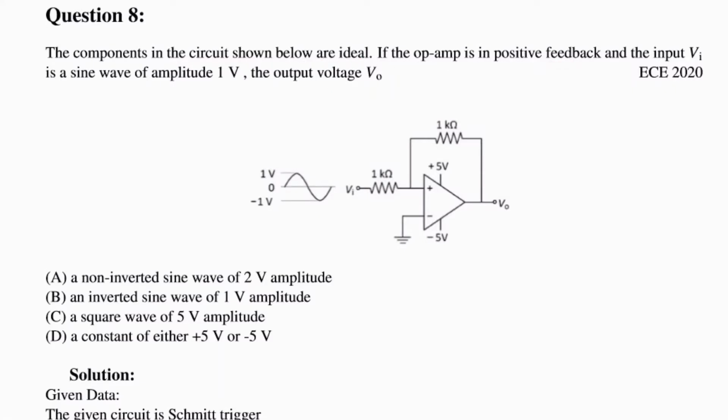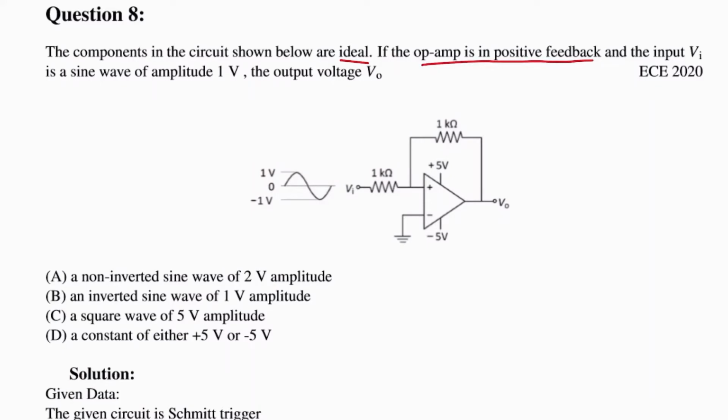So in question 8, we are given that the components in the circuit are ideal, which basically boils down to the op-amp being ideal, and that the op-amp is in positive feedback. Finally, we are given that the input is a sine wave of 1 volt, and we need to find out what the characteristics of the output voltage V0 will be.